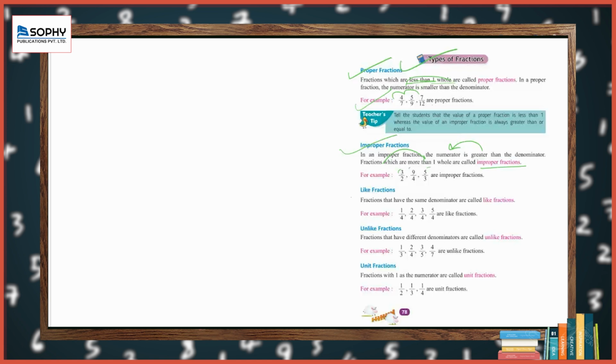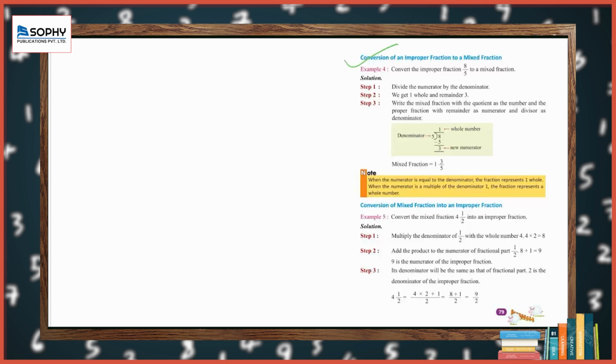denominators. Like fractions: fractions that have the same denominator are called like fractions. For example, students, here all the denominators are 4, so they are like fractions. Unlike fractions: fractions having different denominators are called unlike fractions. For example, students, the denominators 3, 4, 5, 7 are unlike, so they are unlike fractions. Unit fractions: fractions that have 1 as a numerator. For example, students, these all have 1 as numerator, so they are unit fractions.